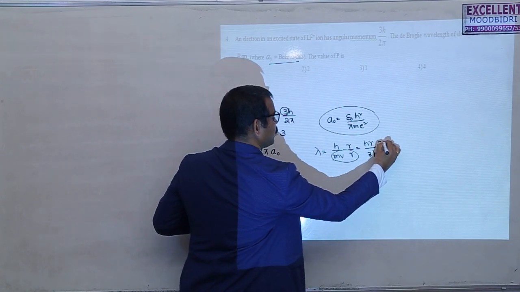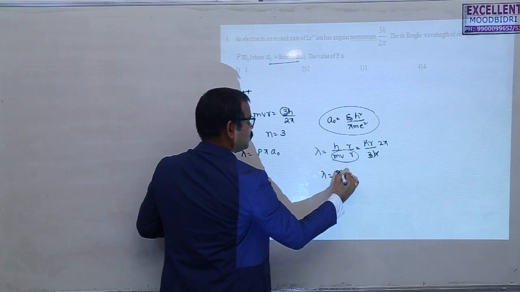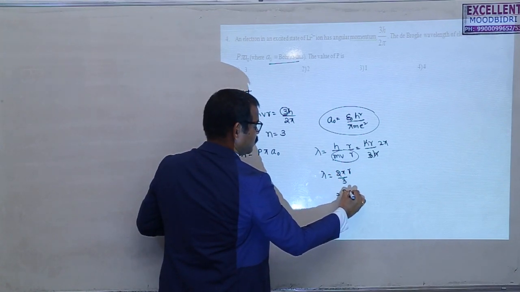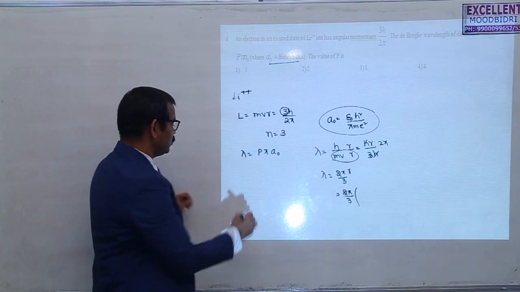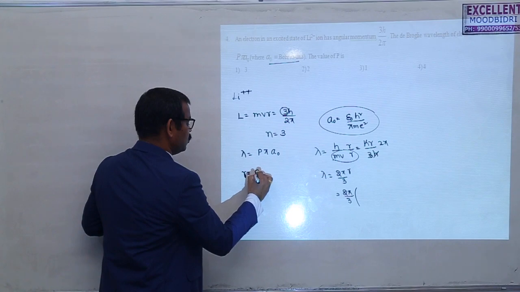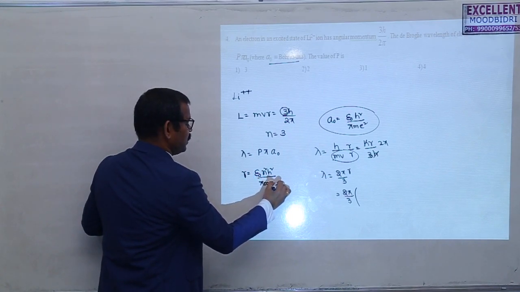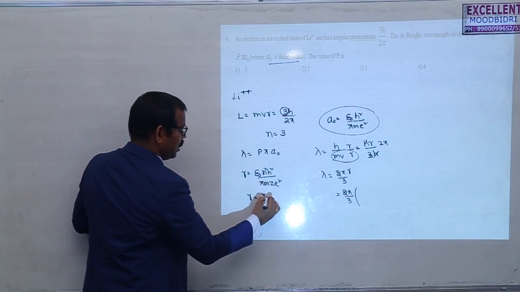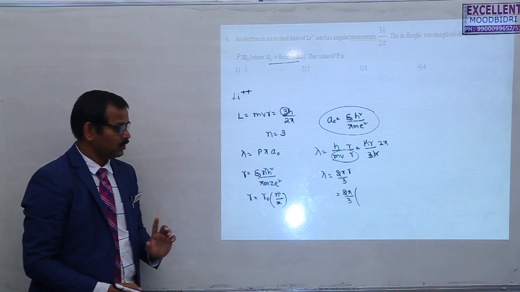So this is 3h by 2 pi, the h's get cancelled. So lambda is equal to 2 pi r by 3. So this is given by 2 pi by 3 into, what is r? r is equal to epsilon naught n square h square by pi m z square. So from this r can also be written as r naught into n square by z for any element.